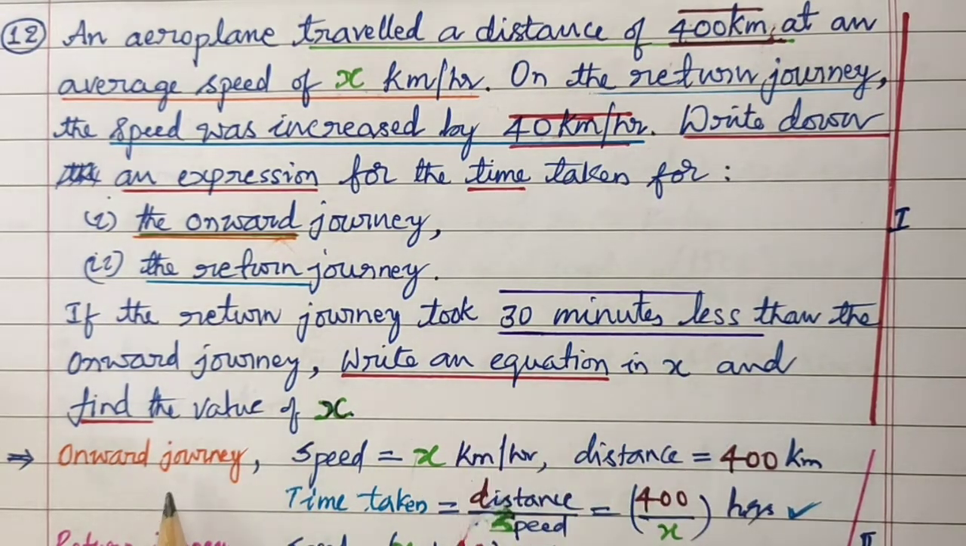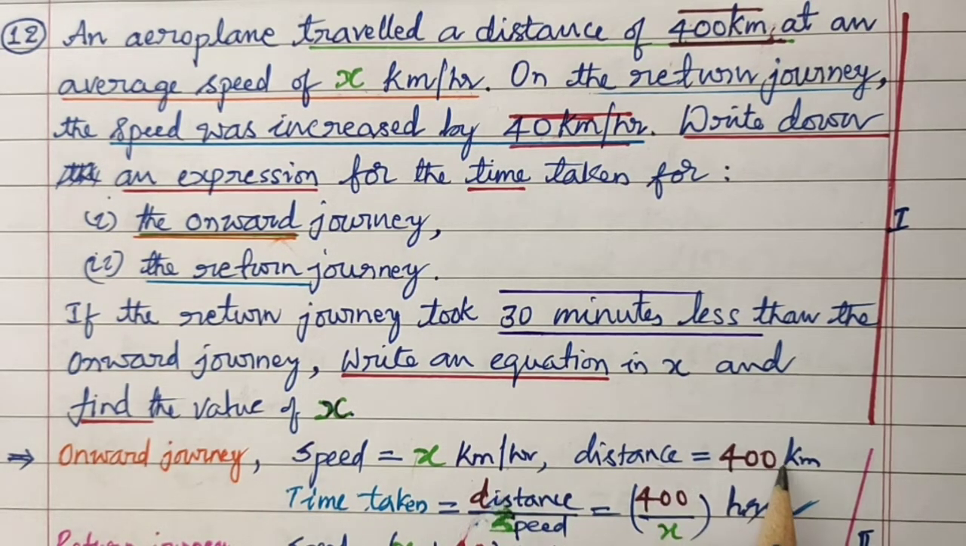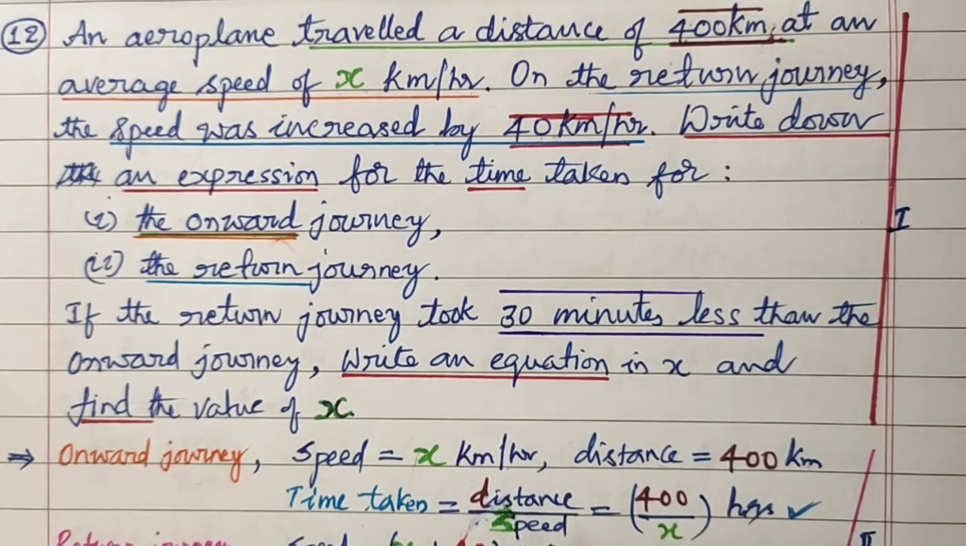So in the onward journey, the speed is x kilometer per hour. The distance traveled is 400 kilometers. Therefore time taken is equal to distance divided by speed. That distance is 400 kilometers and speed is x kilometer per hour. The time taken will be 400 divided by x hours.